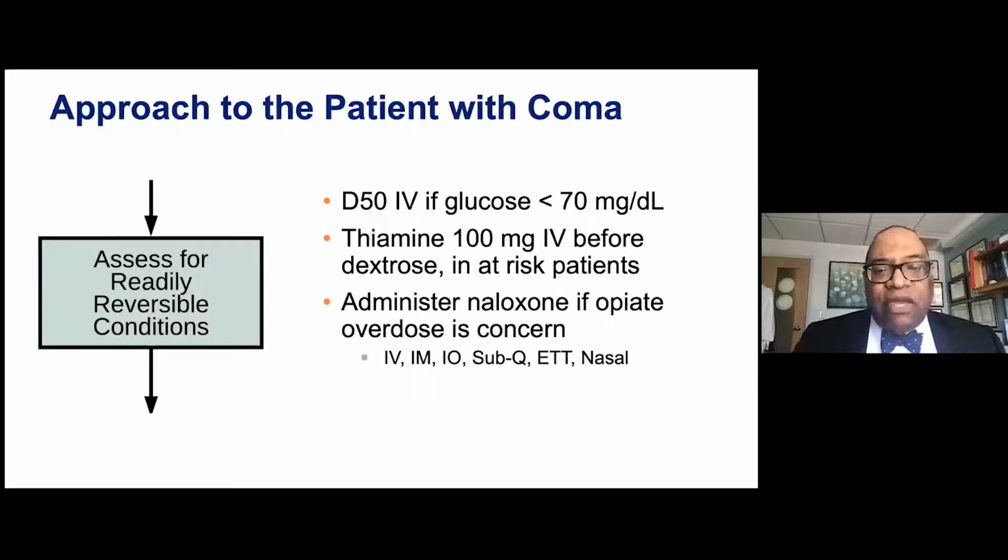For the approach of any comatose patient, we want to make sure that we're giving them glucose after their glucose has been checked. And if we're going to give them thiamine, we want to give them 100 milligrams IV before we give them the dextrose. And I think with many patient populations, even in the field now, police and other first providers will give naloxone because of the concerns for overdose in this current time.